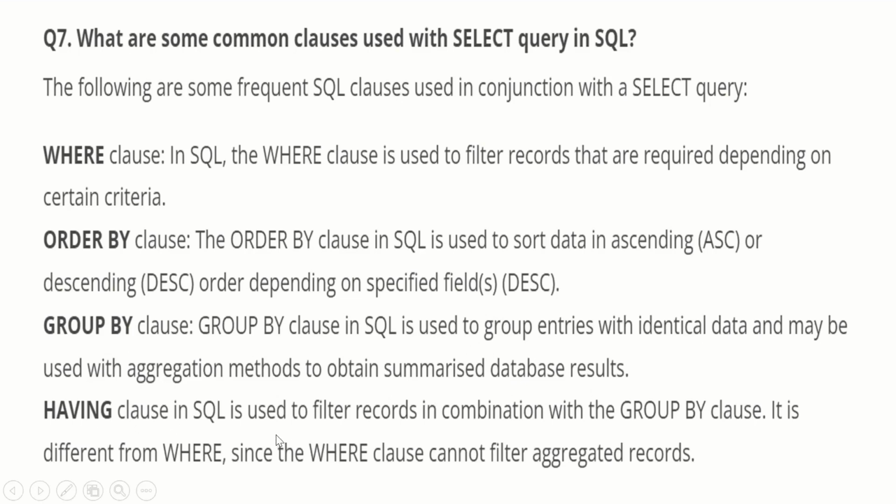Having clause is used to filter records in combination with the group by clause. It is different from where, since the where clause cannot filter aggregate records. The having clause is used to filter the aggregate functions.